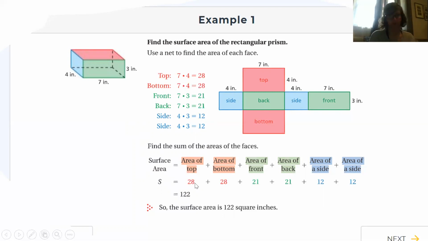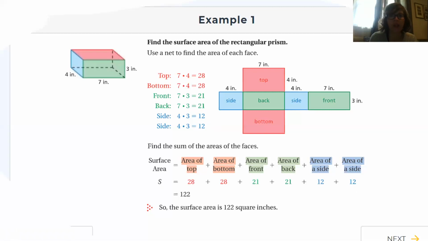So you can take all these numbers and add them up. The area of the top, 28, plus the area of the bottom, 28, plus the area of the front, 21, plus the area of the back, 21, plus the area of the side, 12, and the area of the other side, 12. If you add all of that up, that gives you 122 square inches. So that would be your surface area.